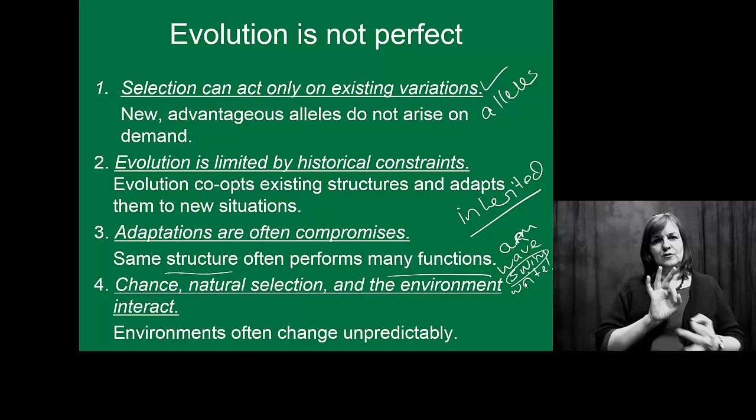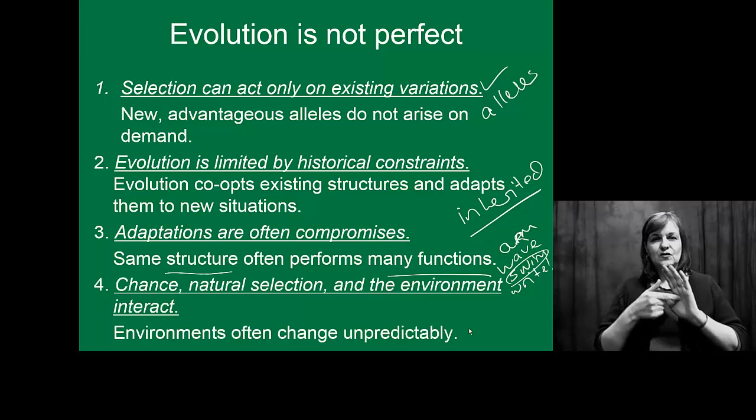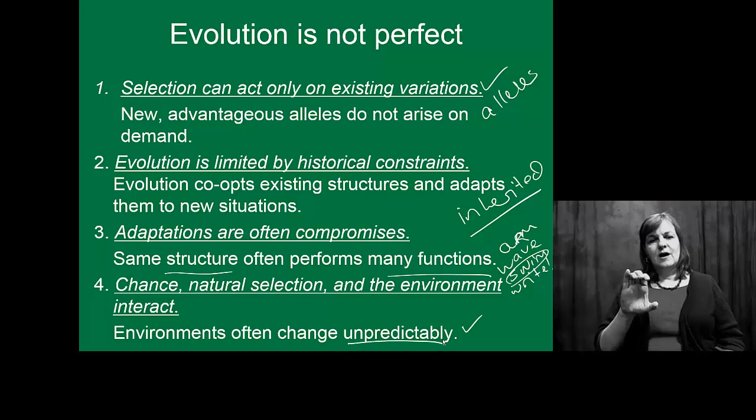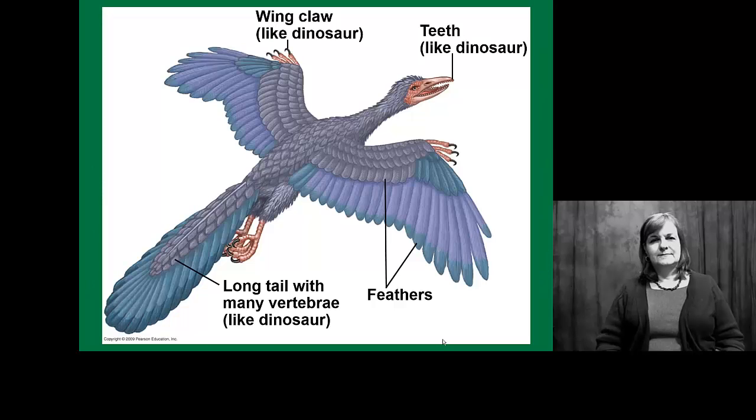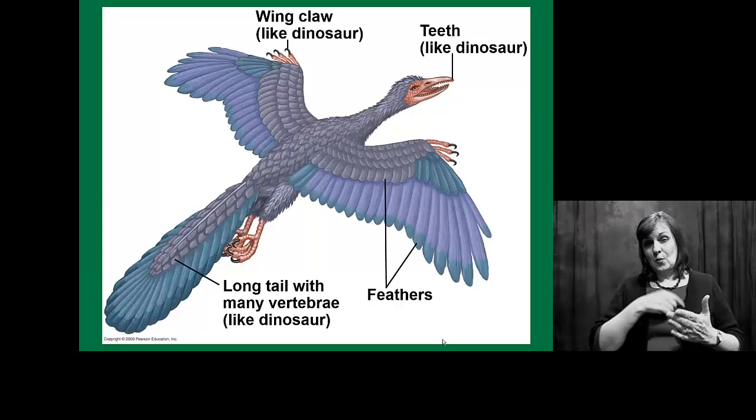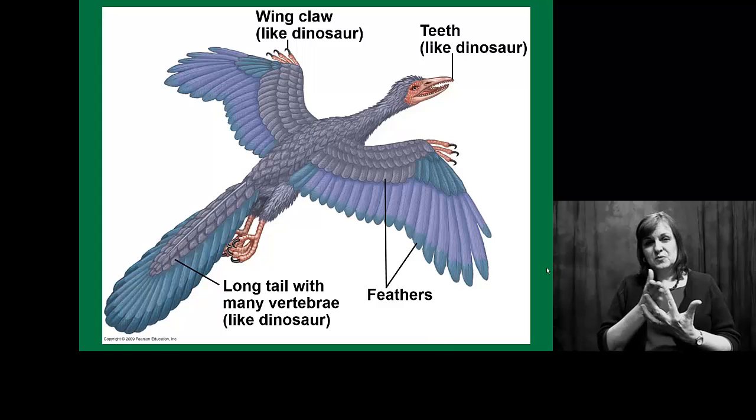right? And the fact that environments change, often very unpredictably, okay? So rapid changes in environment make things even less perfect. Let's look at non-perfection. This thing is something known as an Archaeopteryx.